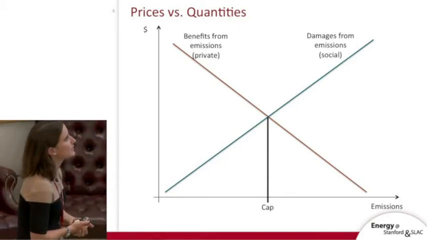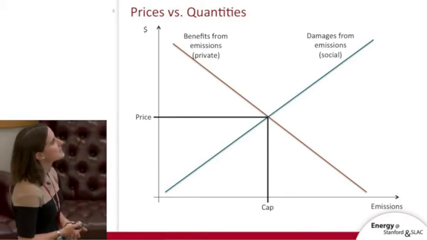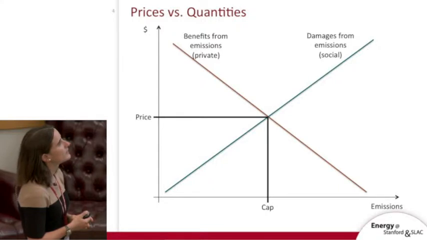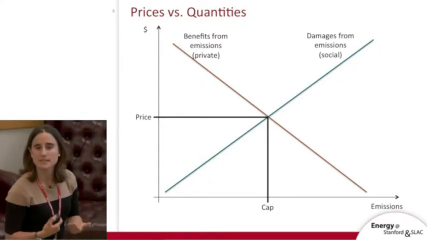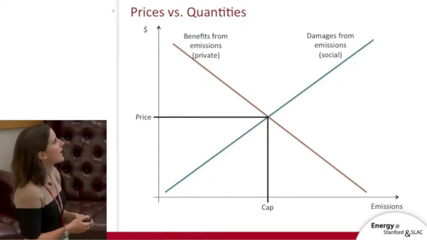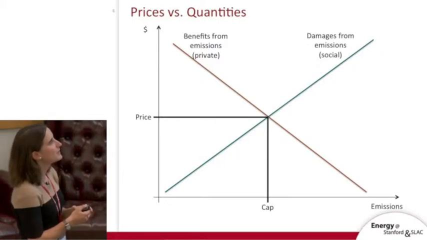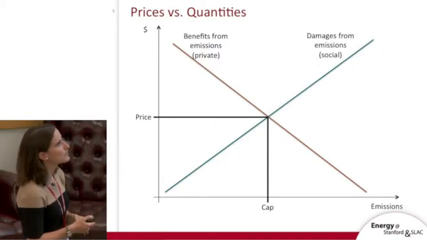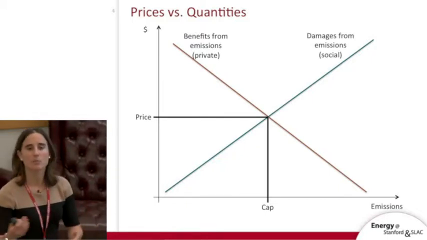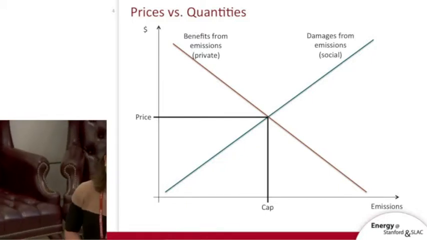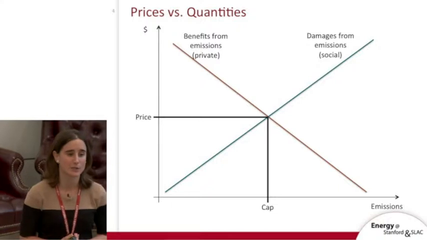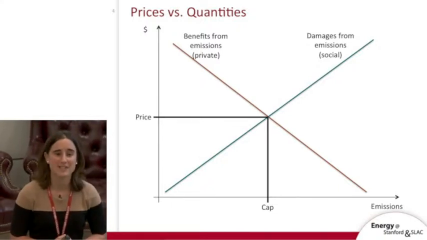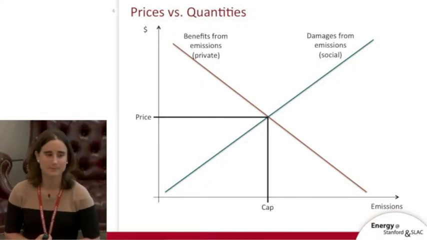However, alternatively, what we could do is just price those emissions. We'll tell people, okay, you can emit CO2, but as long as you are willing to pay this price. What will happen is that the people that need it the most will pay for those emissions, but eventually some of those emissions will not be worth it, and there will be the same amount of greenhouse gas curbing.